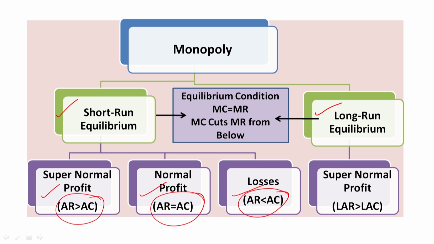And in long run, the monopoly will earn supernormal profit, that is long run average revenue is greater than long run average cost. Because in long run, there is a barrier for the entry of new firms under monopoly and all the factors become variable. And for both the short run and long run, these two conditions need to be satisfied, that is MC is equal to MR and MC cuts MR from below, for locating the point of equilibrium.